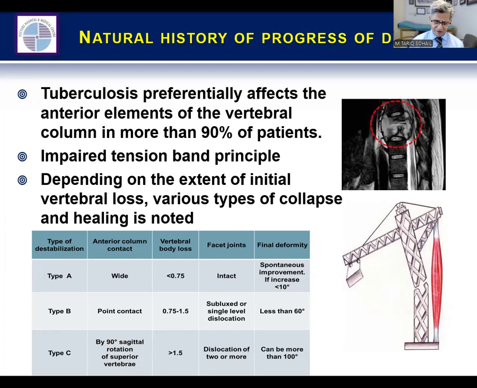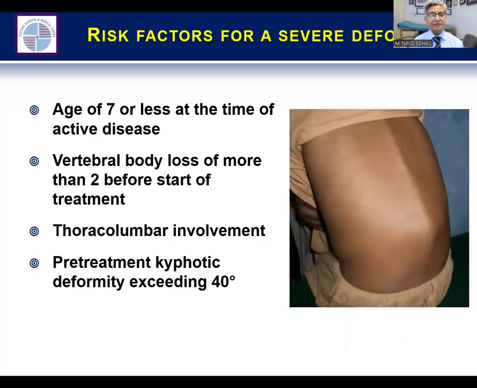And these are the conditions, the degree of deformity which leads to neurological compromise, and the patient may present with a paraplegia or spastic paralysis, and that results in incompetence of both the anterior and the posterior column. The younger child, with active disease, is more likely to progress rapidly. And if you have a vertebral loss of more than 2 vertebrae at the start of treatment, then progression is more likely.